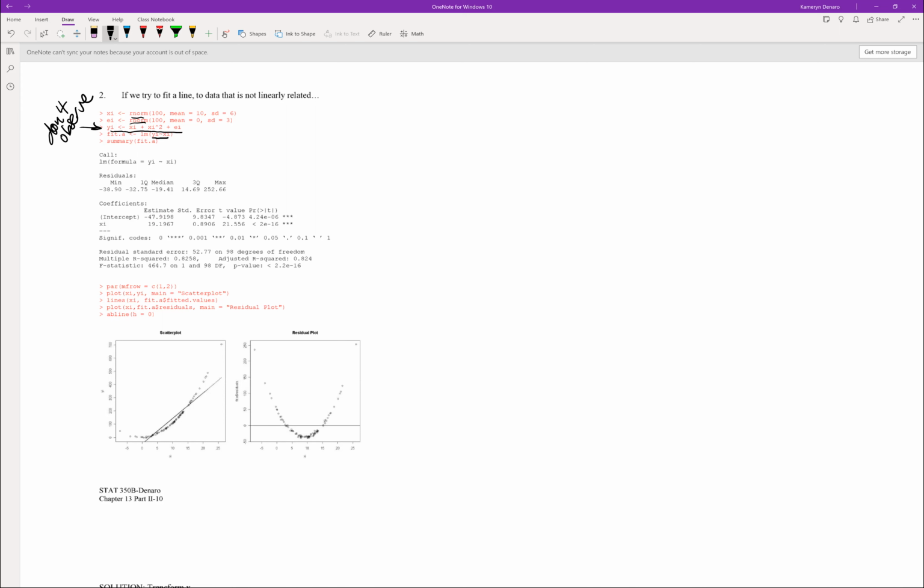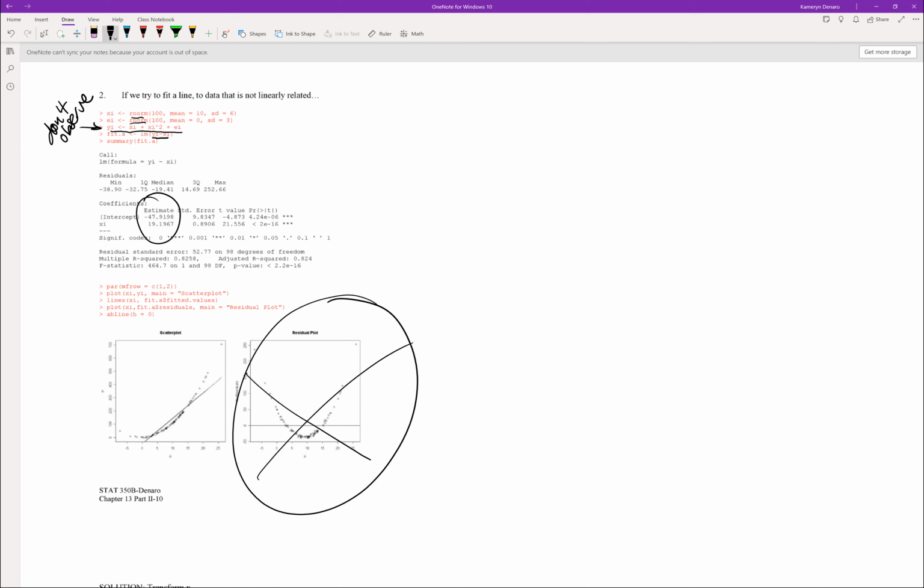And when you do that, these estimates, the slope for the xi is no longer estimated to be close to 1. Now the slope is being estimated to be 19.19. And when we look at the scatter plot, we can see that we have this kind of parabola shape going. And when we look at our residual plot, that doesn't look random at all.